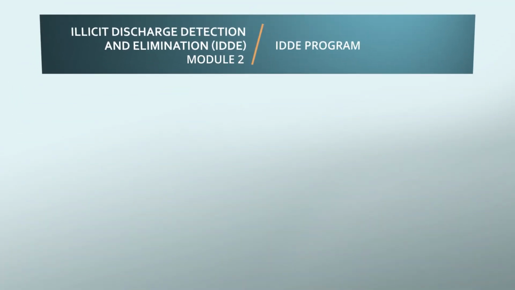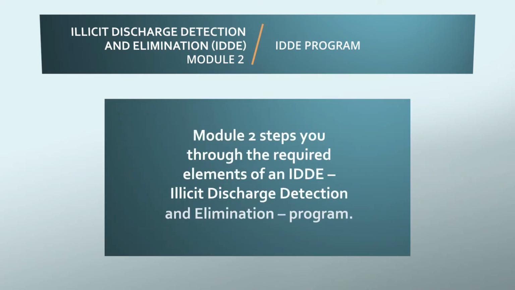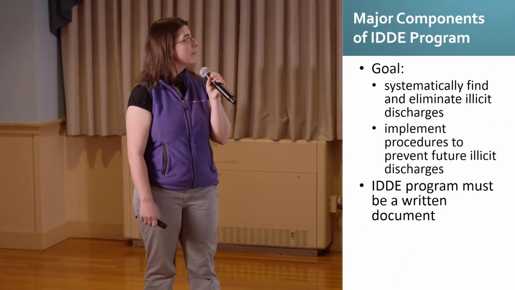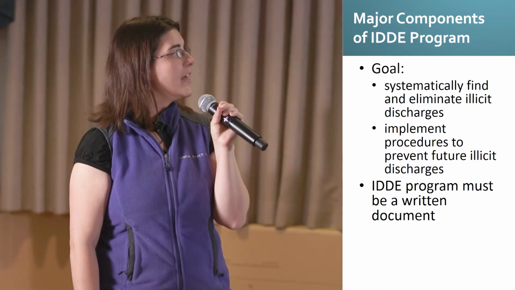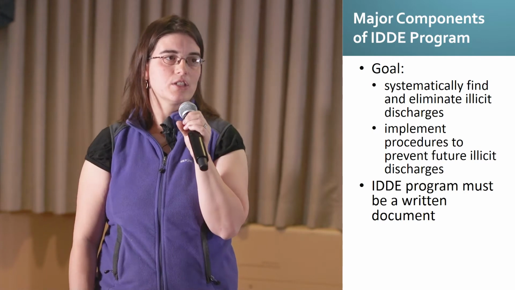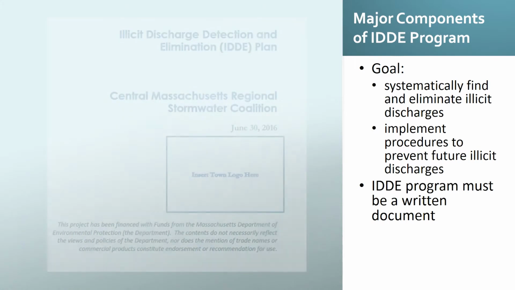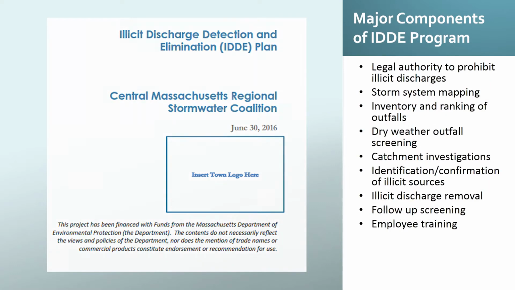IDDE, Module 2. Module 2 steps you through the required elements of an IDDE, Illicit Discharge Detection and Elimination program. So an IDDE program, the goal of it is to systematically find and remove illicit discharges. And you want to implement procedures to prevent illicit discharges in the future. An IDDE program must be a written document. The Central Massachusetts Stormwater Coalition developed a sample template for the IDDE program, and it's available on their website.